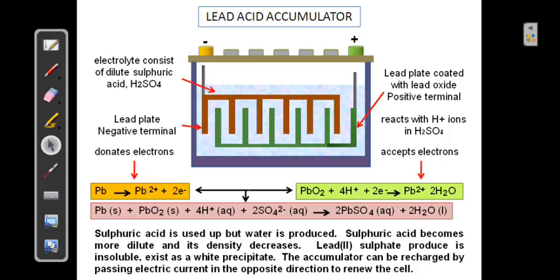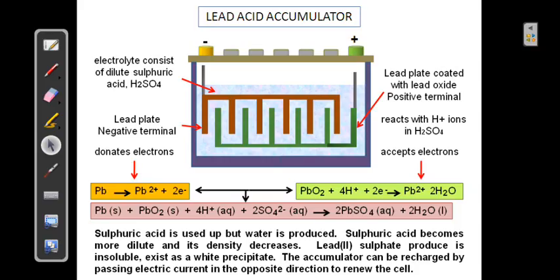And the sulfuric acid is used up, but water is produced. So you have the 2 H2Os, and the SO4s are now converted to PbSO4. The sulfuric acid becomes more dilute and its density decreases. Then the lead II sulfate produced is insoluble, exists as a white precipitate.